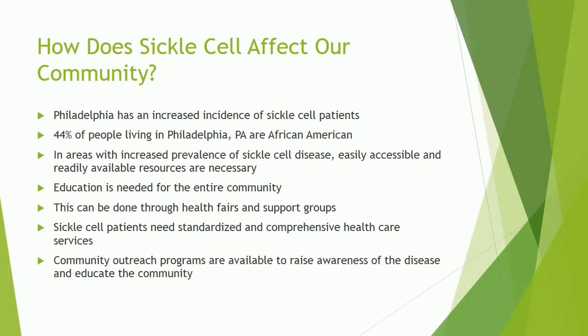How does sickle cell affect our community? Philadelphia has an increased incidence of sickle cell patients due to their high population of African Americans. 44% of people living in Philadelphia are African American. In areas with increased prevalence of sickle cell disease, easily accessible and readily available resources are necessary. Education is needed for the entire community, which can be done through health fairs and support groups. Sickle cell patients need standardized and comprehensive healthcare services. Community outreach programs are available to raise awareness of the disease and educate the community.